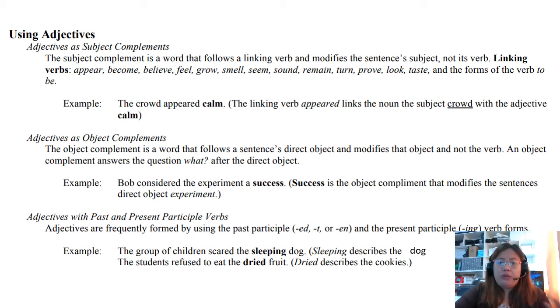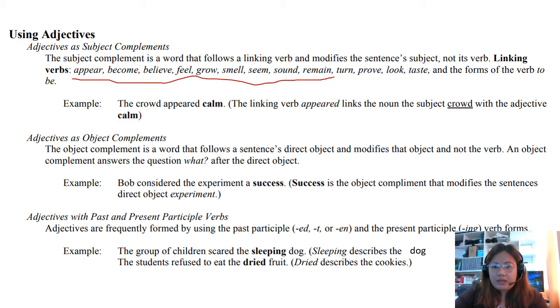A subject complement is a word that follows a linking verb and it modifies the sentence subject, not its verb. So linking verbs are is or are, or words that appear like that, like this one. So, the crowd appeared calm. In this sense, calm, which is an adjective, is our subject complement because it completes the subject. So what type of crowd? Calm. And it is placed after a linking verb.